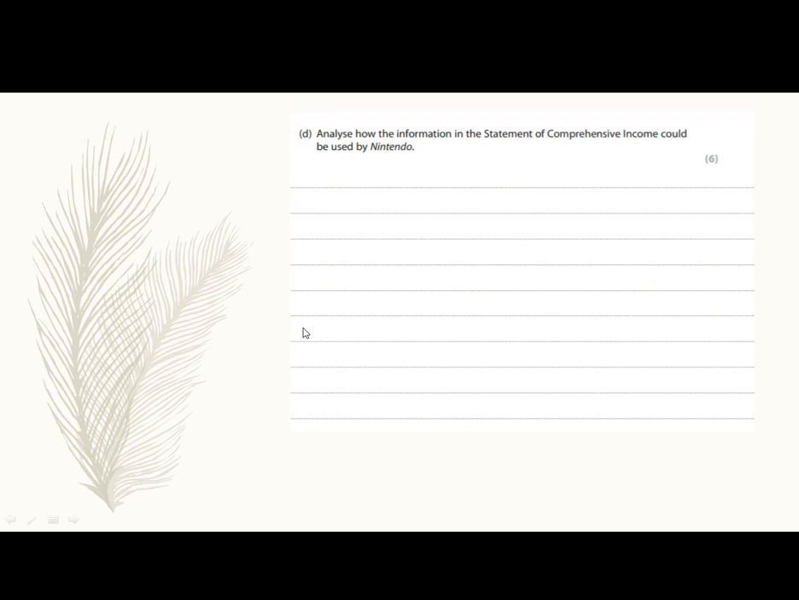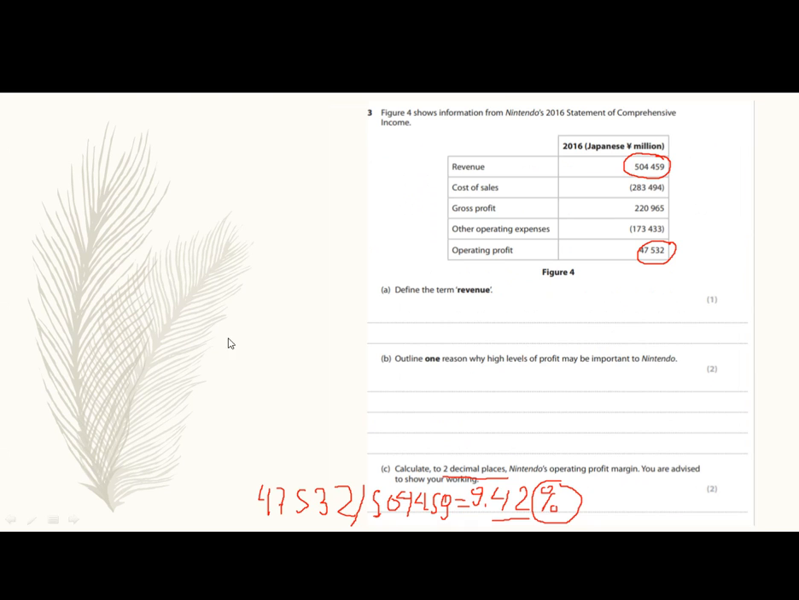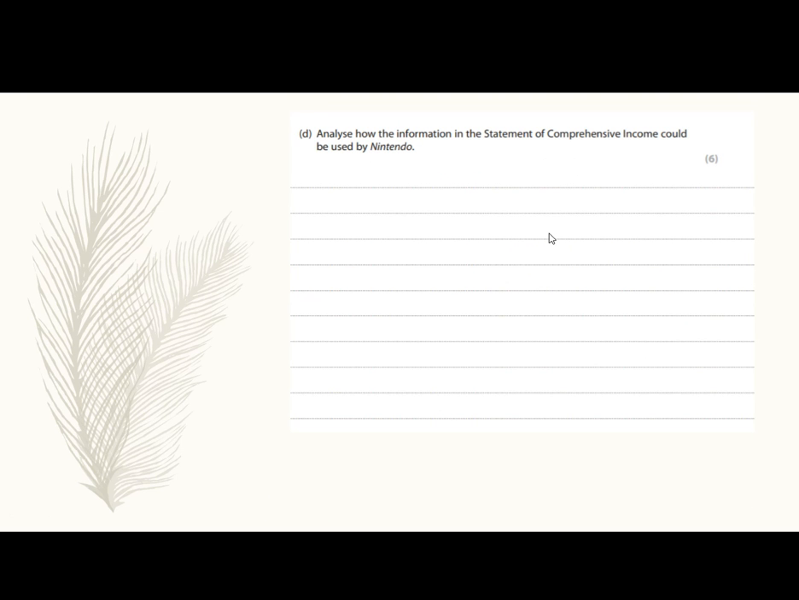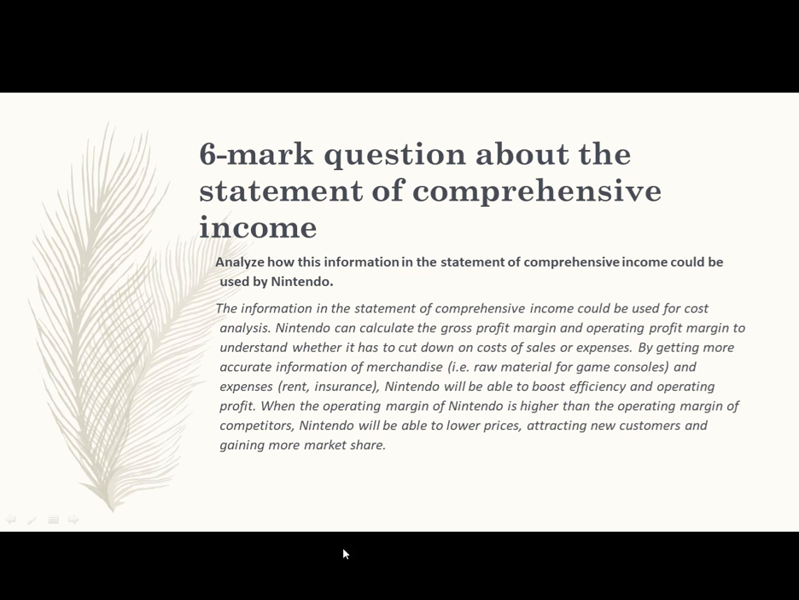Then, have a look at this statement of comprehensive income once again. Try to think whether there's anything which could be done for Nintendo. By the way, I would say the expenses are too big. Like when it comes to gross profit is okay, but operating profit is too small because of high expenses. And then you try your best to produce a good piece of writing. This is how it can look like.